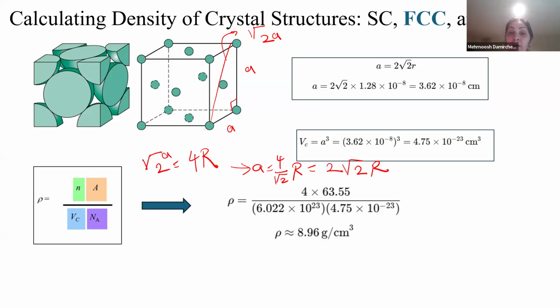So we know that, read the radius of the atoms from the table here and substitute here. You find A. Volume is A cube, substitute A from here, cube, and you find that. N for FCC is 4 times the atomic weight from the table, divided by VC, and divided by the Avogadro number, and you find 8.96. Back to the table.